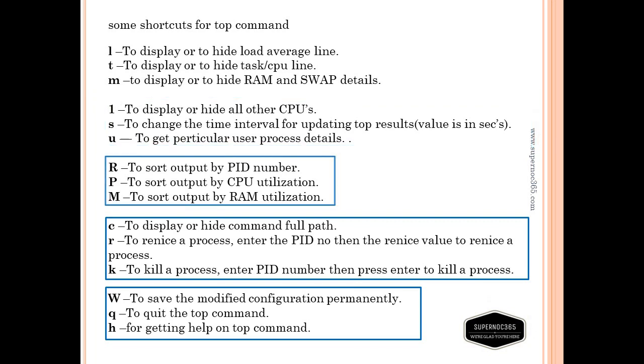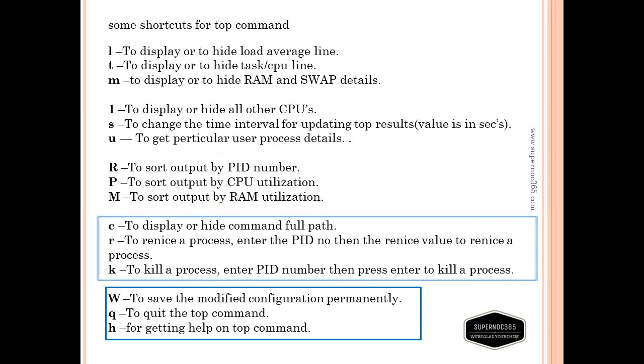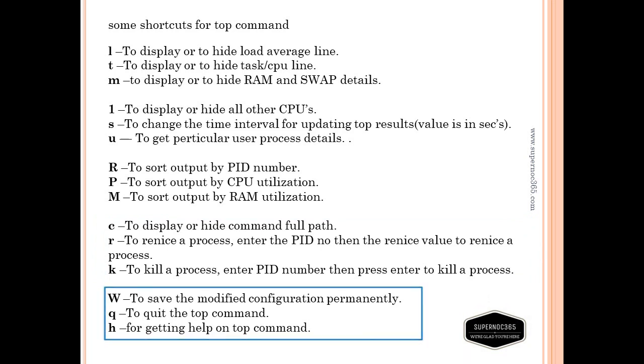Press capital R to sort output by PID number. Press capital P to sort output by CPU utilization. Press capital M to sort output by RAM utilization. Press C to display or hide the command full path. Press R to renice a process, enter the PID number then the renice value. Press K to kill a process, enter the PID number then press enter to kill the process. Press capital W to save the modified configuration permanently. Press Q to quit the top command. Press H for getting help on the top command.